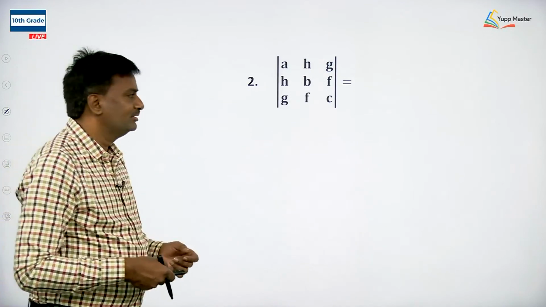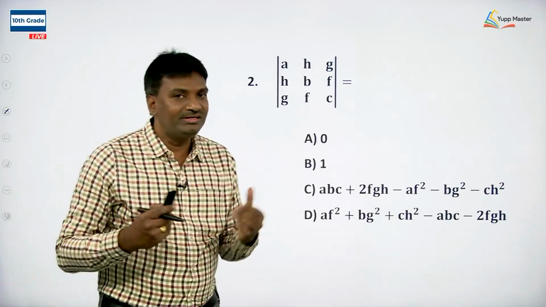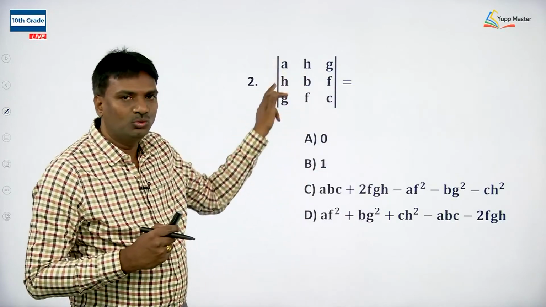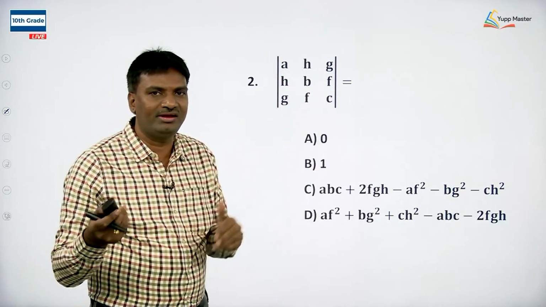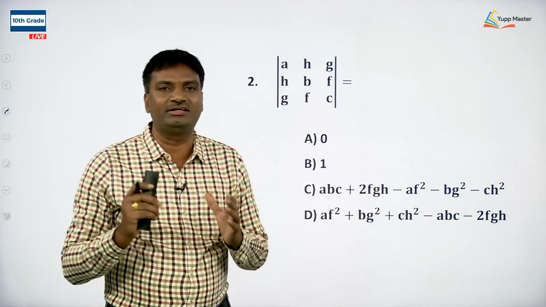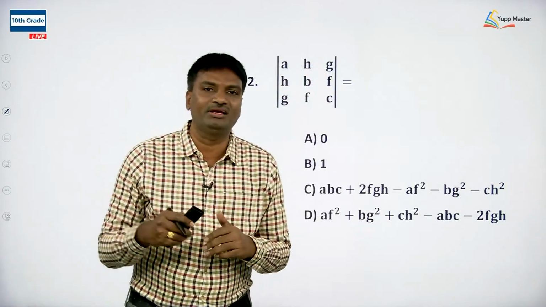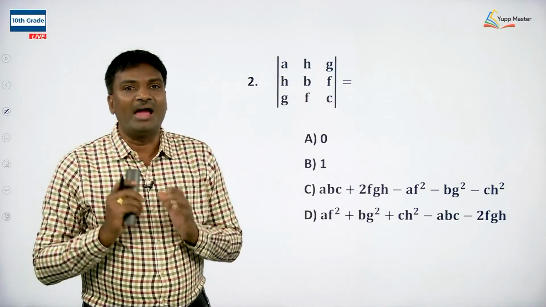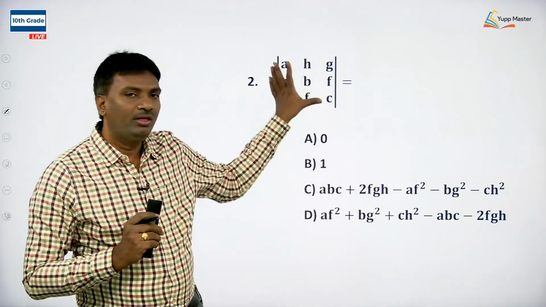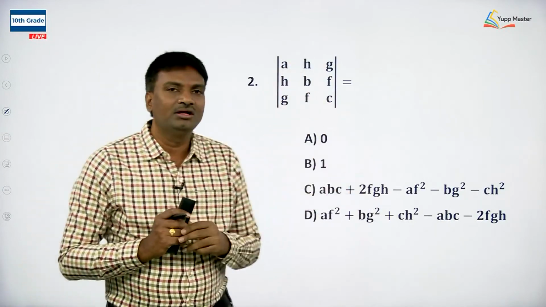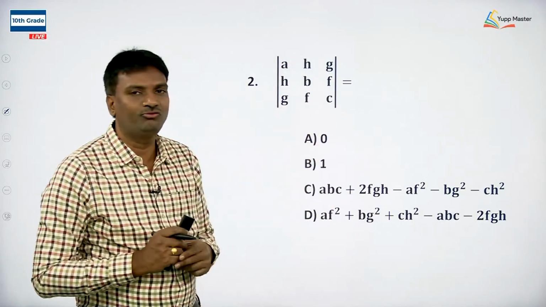Next let us look at this problem. So here we have the determinant. If we have the two lines on both sides for the given element, then we have to consider that as the determinant only. If we have the square bracket on both sides, then we can consider that as the matrix only. Now we have to expand this 3 cross 3 determinant, and we will get any one of these 4 options.